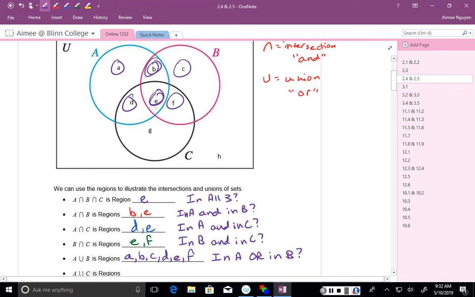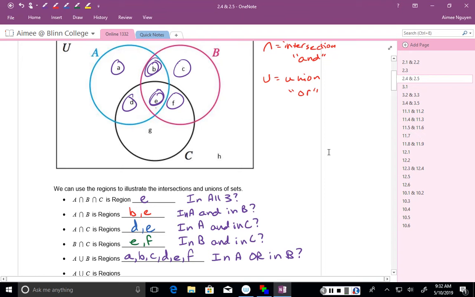So intersection, only those things that they have in common, in A and in B. Union, all of the stuff in A or all of the stuff in B. So an intersection should be the same size or smaller. A union should be the same size or larger. We talked about that in the previous section.